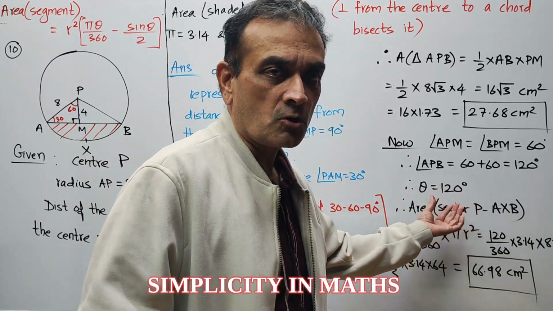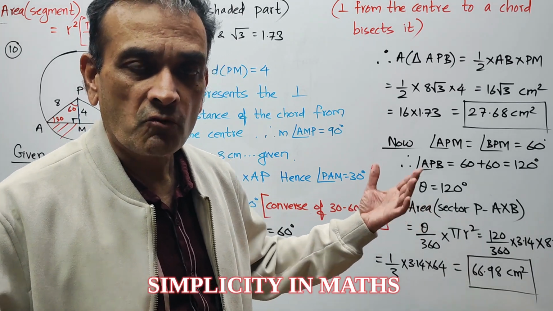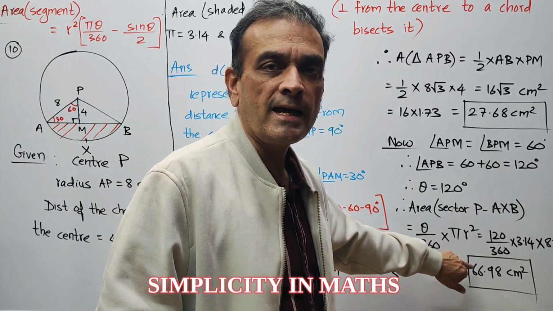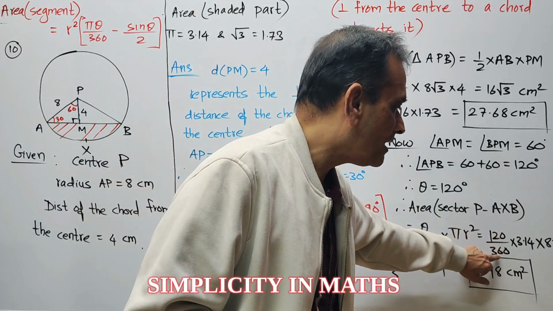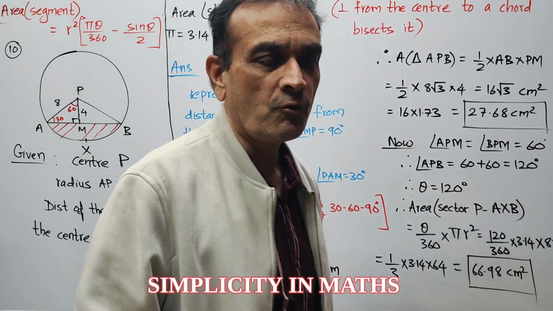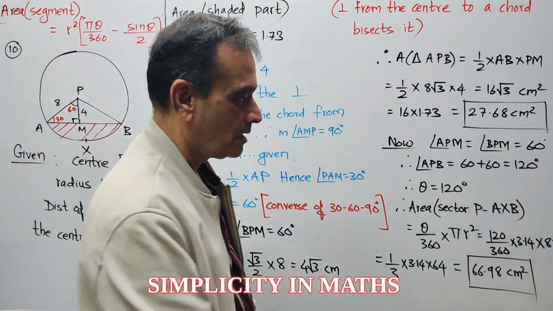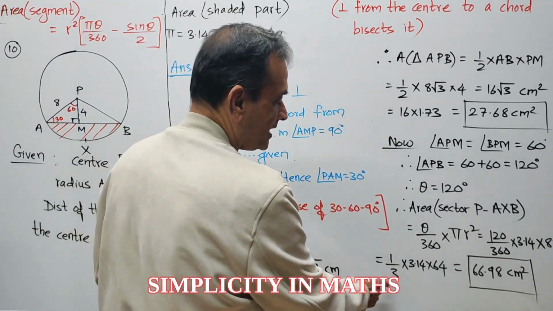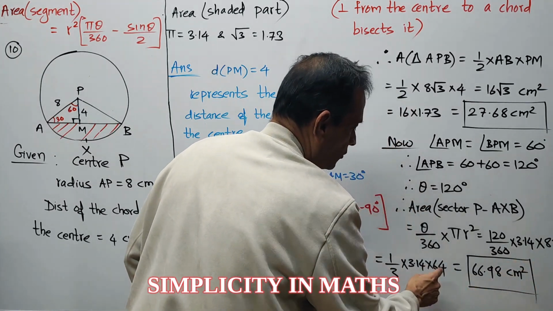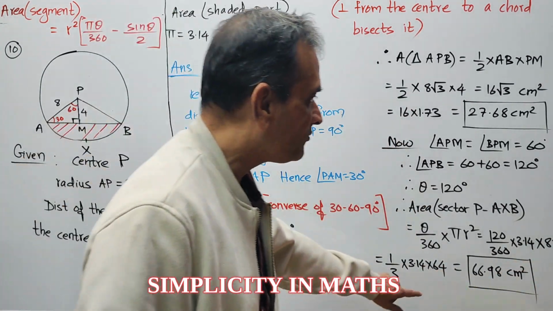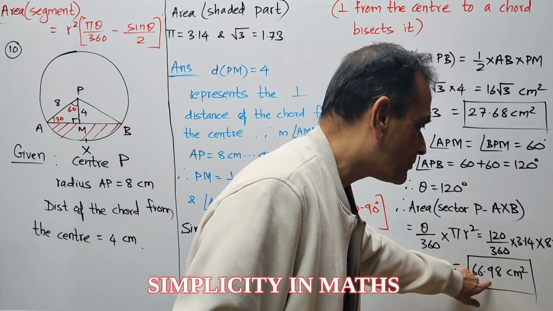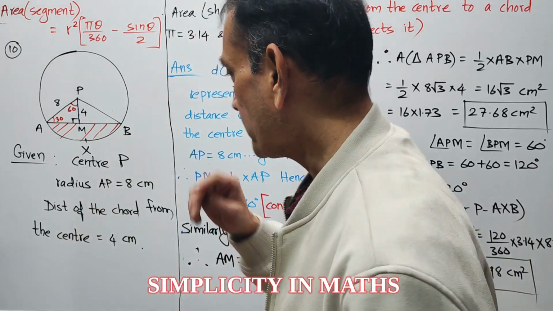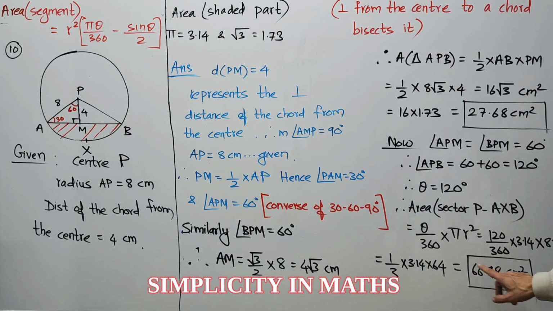But now 120 is not going to harm us because we don't want to find out sine now. Directly the area of sector formula: theta upon 360 into pi r squared. So 120 upon 360 into 3.14 into 8 into 8. 120 goes 3 times. 120 into 3 is 360. So 3 comes here. 8 into 8 gives you 64. And finally, if you multiply, you get 66.98 centimeter squared. That is the area of sector.